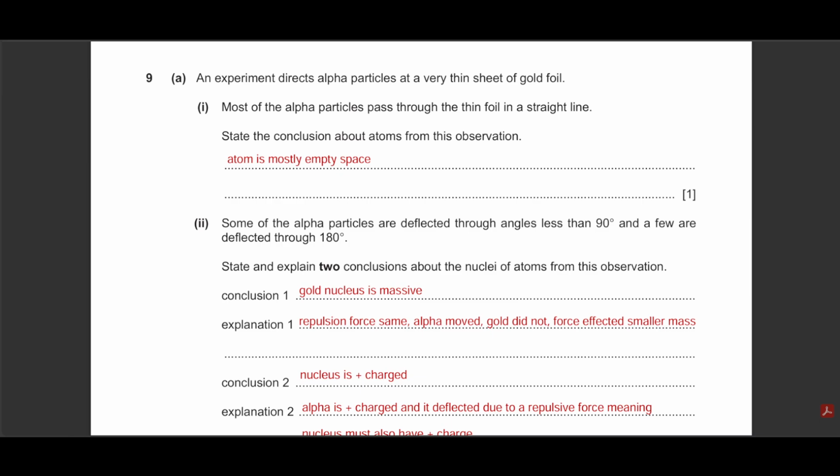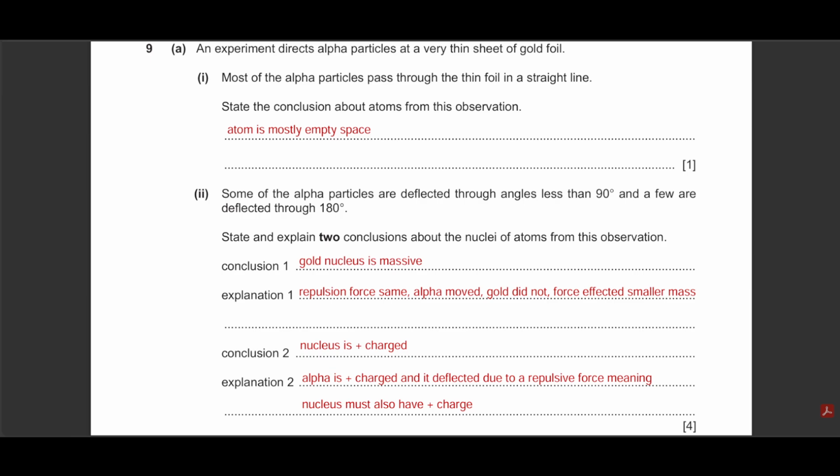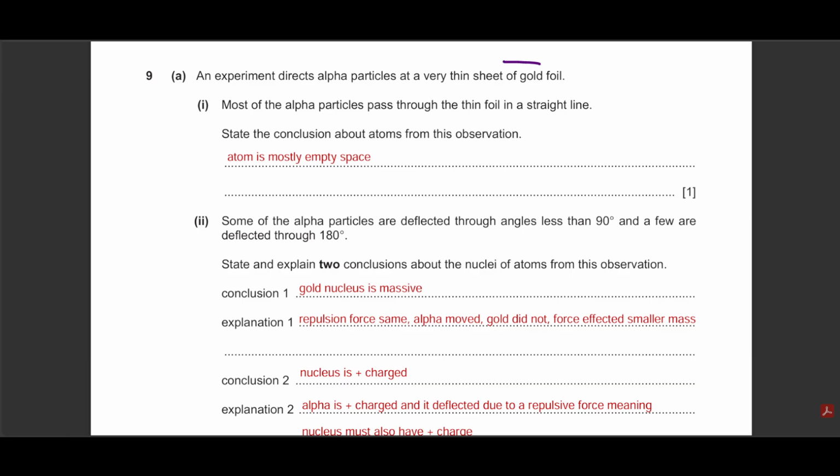Question number 9, it says, an experiment directly involving the alpha scattering experiment. Classic experiment. It asks for a conclusion about atoms from the observation. So what was the observation? Most of the alpha particles went straight through. Simple, straightforward answer: atoms are mostly empty space.